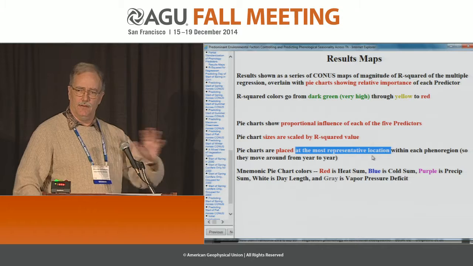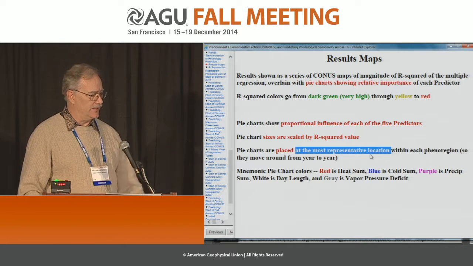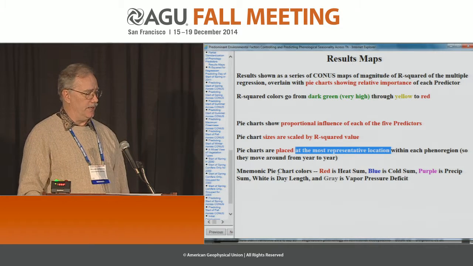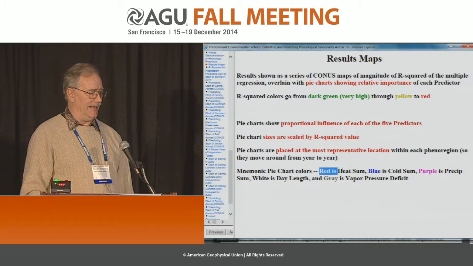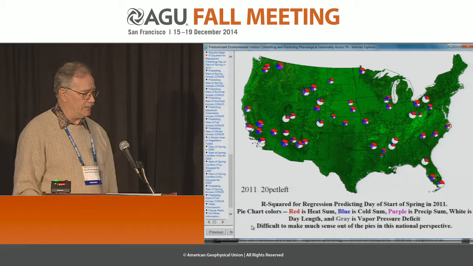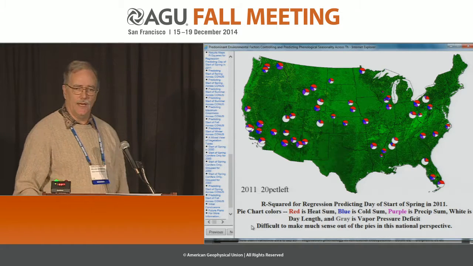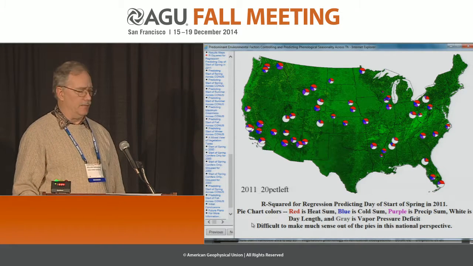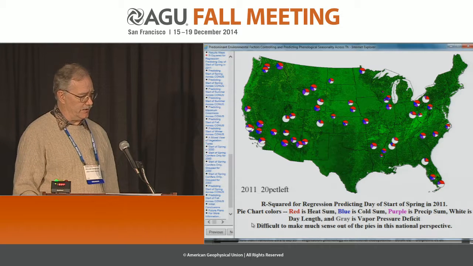So again, like the phenoregions that are shifting around geographically, you'll see that the pies move around. I tried to pick mnemonic pie colors, so the red slice is heat sum, the blue slice is cold sum, the purple is precip sum, white is day length, and gray is vapor pressure deficit. So here's one of these maps. This is 2011, and this is the 20% leaf phenological milestone. So that's the analog to start of spring.